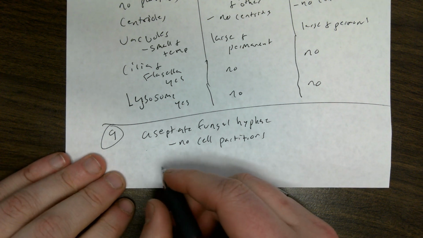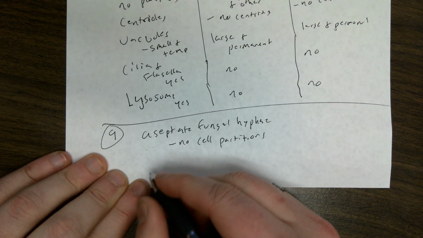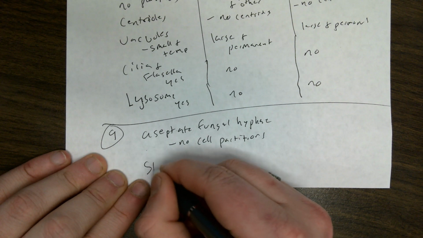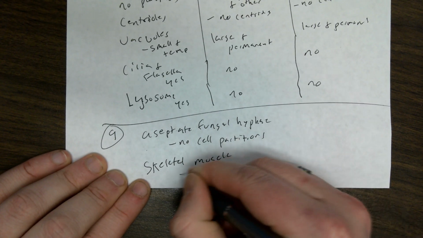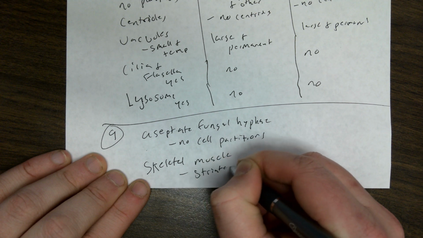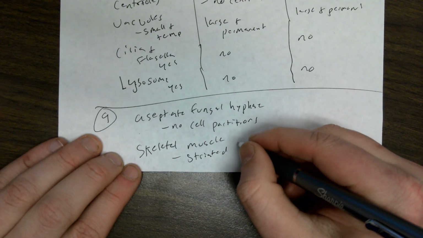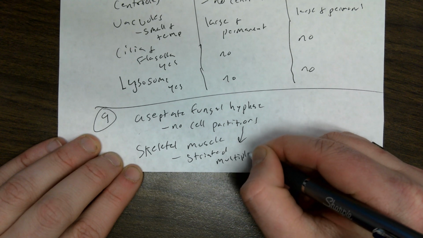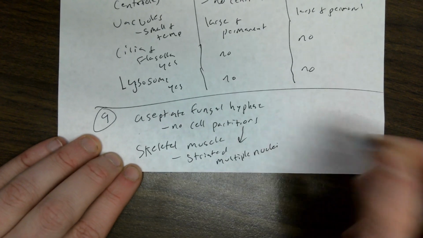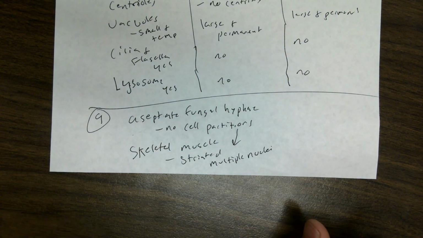Similar concept with striated muscle fibers. Skeletal muscle is striated, and it's striated because it also has no cell partitions, which means it has multiple nuclei in one cell. That allows it to make way more proteins, right? Your muscles need a lot of protein, and so it allows it to make more of it.